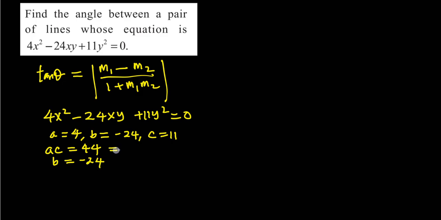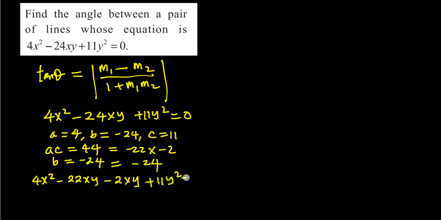Now two numbers which when multiplied give you 44, we may take negative 22 and negative 2. And when these numbers are added, they give you negative 24. So our equation will be written as 4x squared minus 22xy minus 2xy plus 11y squared equals 0.